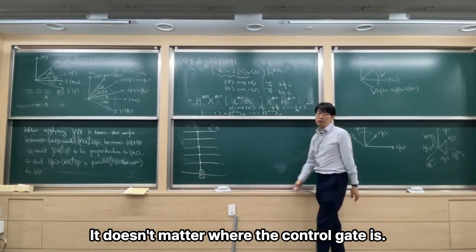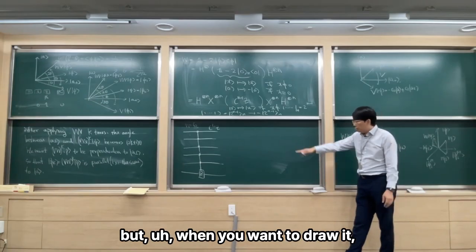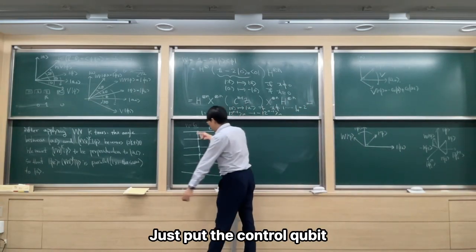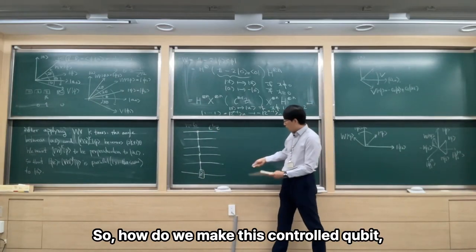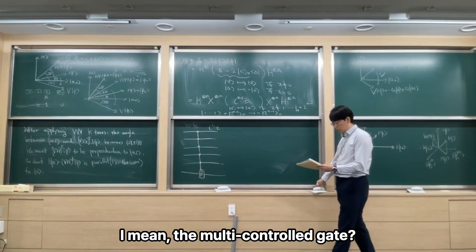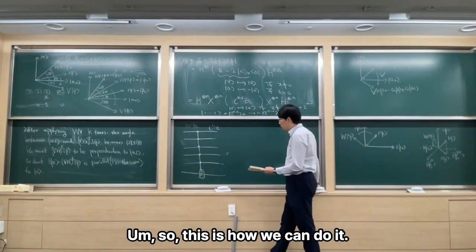It doesn't matter where the control qubits are; we can put them anywhere. But when you want to draw it, this is the best picture: just put the control qubits above the target qubit. It's the best idea here. So how do we make this multi-control gate? This is how you can do it.